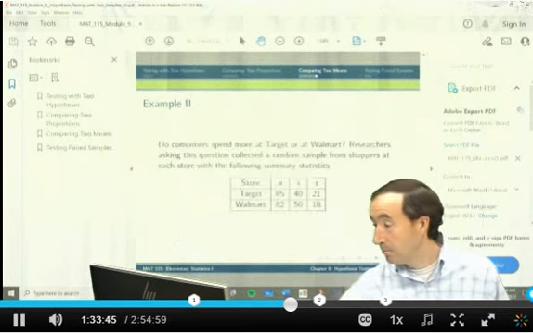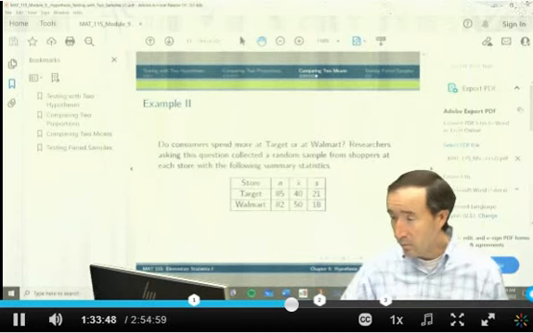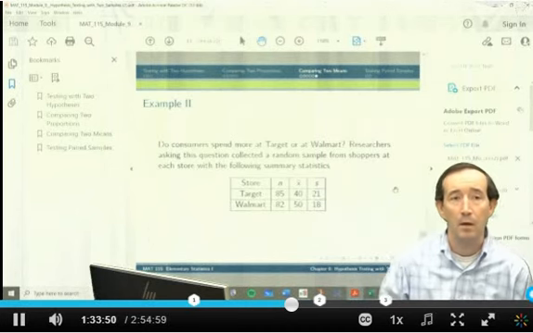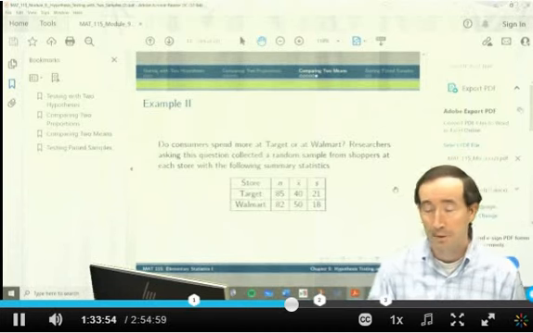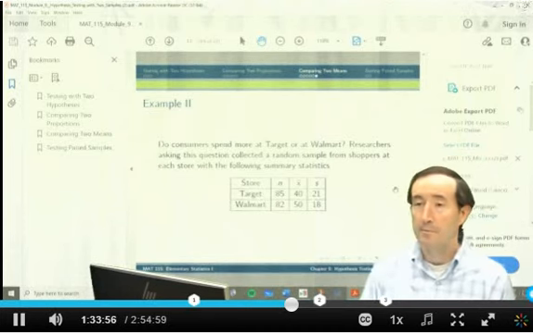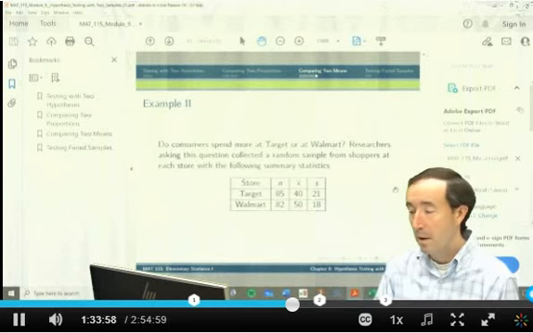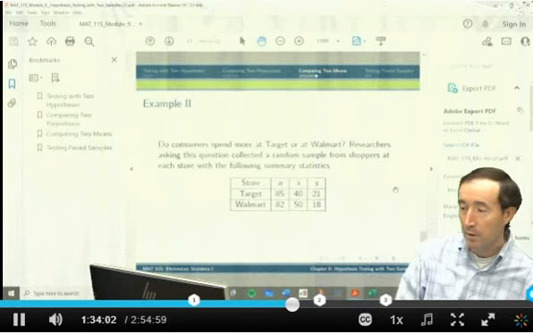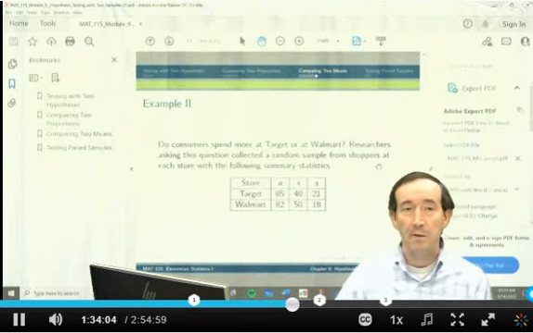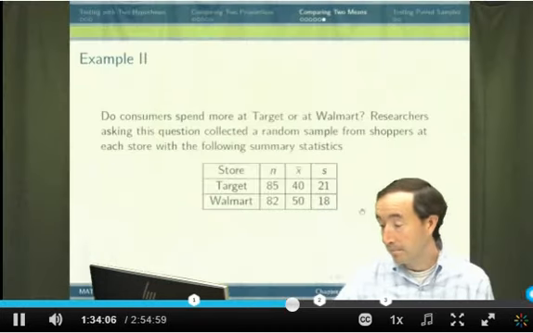All right. So let's try another one. Do customers spend more money when they shop at Target or when they shop at Walmart? Okay. So the researchers asking this question collected a random sample from shoppers at each store, and the summary statistics are given in this table here.